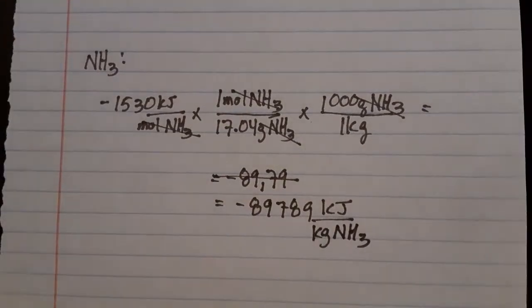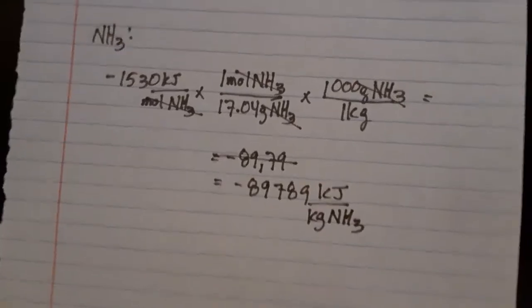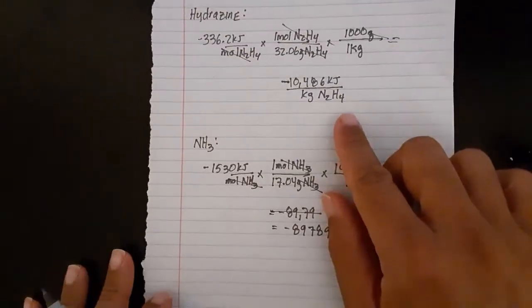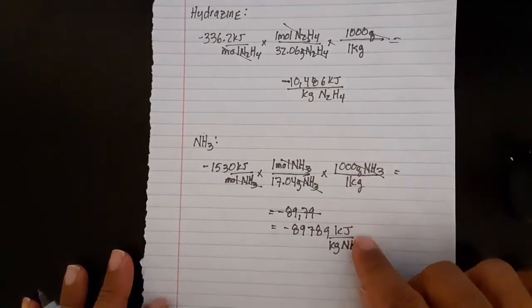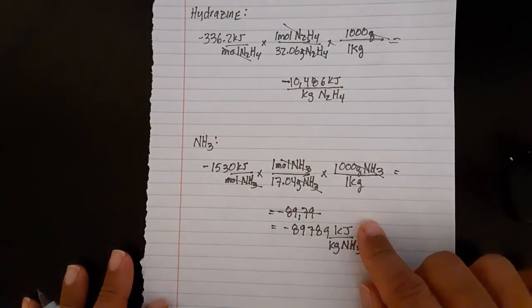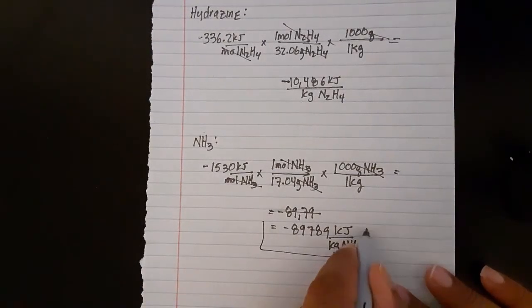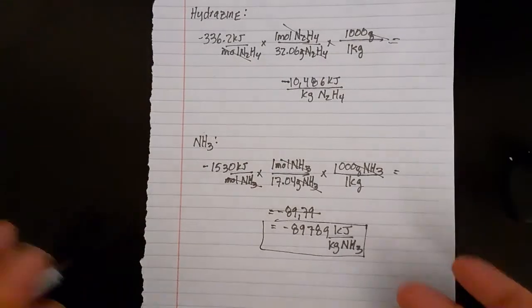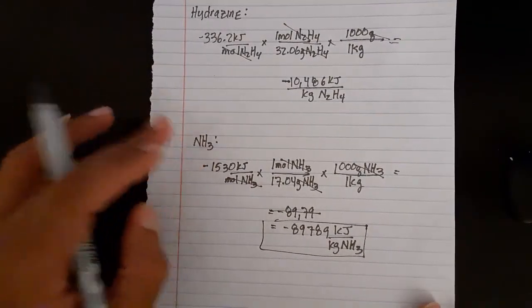So which is the better fuel source? Which burns more energy per kilogram? And you can see here, per kilogram of hydrazine, we burn minus 10,500 or so kilojoules. For every kilogram of NH3 ammonia, we burn about minus 90,000 or so kilojoules. So this is the better fuel source. More negative, more energy released. And per kilogram, NH3 is the better fuel.